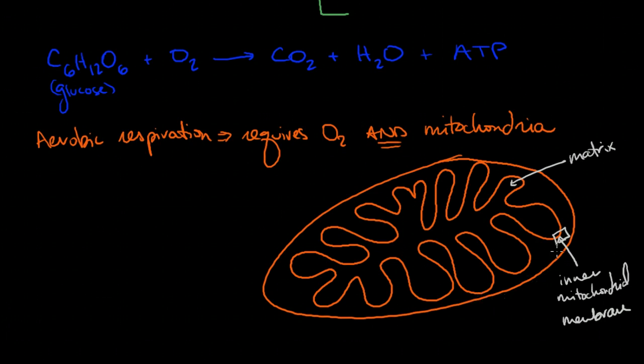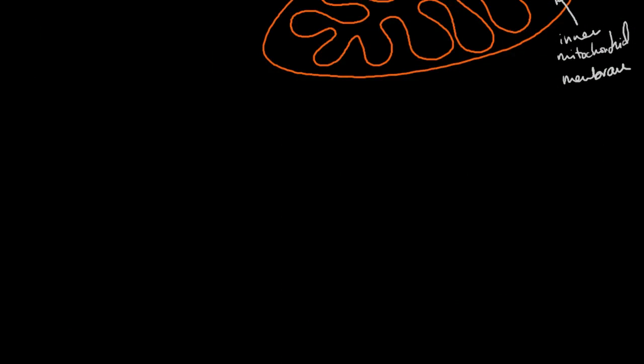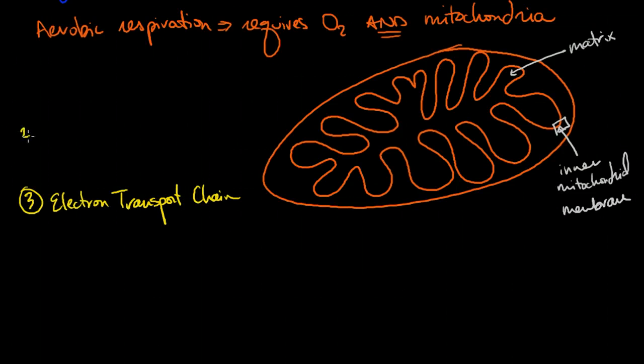But let me just tell you that there are 3 parts to this reaction, and I guess I can just list them up here, and we'll come back to them and talk about them in order. So the third one, which we're getting ready to talk about, we're doing this backwards here, is called the electron transport chain. The second one is called the Krebs cycle, and before that is glycolysis.